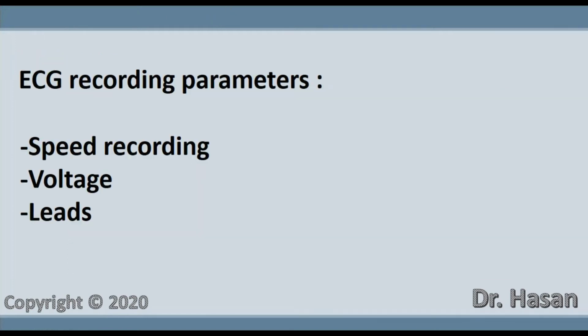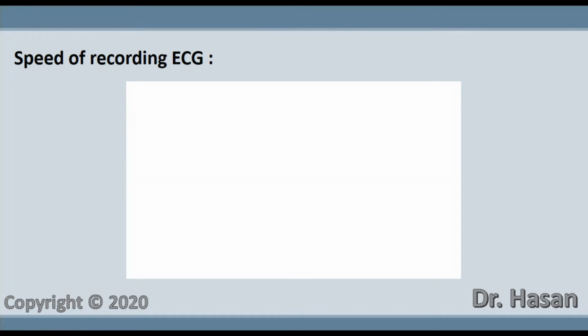Let's talk about the ECG recording parameters. Before analyzing the ECG, it is necessary to estimate and evaluate the parameters of the ECG recording, without which data analysis is impossible. These parameters are as follows. First, the recording speed. Second, the voltage and the leads. Now, let's talk about each of them.